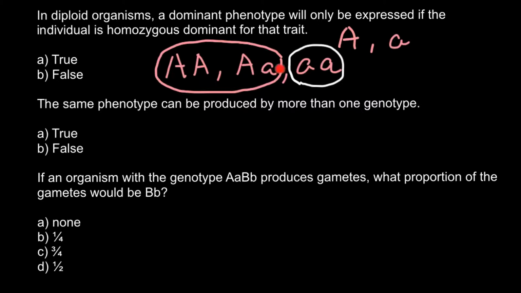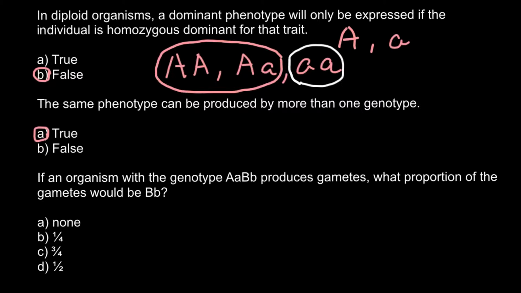So as you see, according to this picture, in order to express the dominant phenotype, the organism does not necessarily have to have 2 dominant alleles. One would be enough. So this is not true. It is a false statement. And the next statement, the same phenotype can be produced by more than one genotype. And this is almost the same question, and as you see, according to this picture, the same phenotype can be produced by more than one genotype, and this is true.